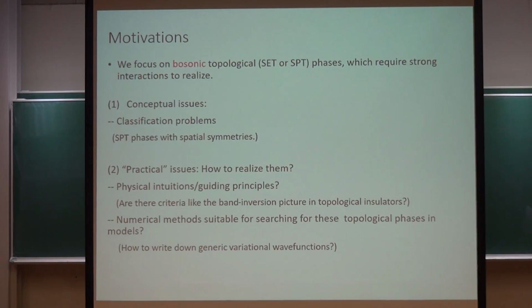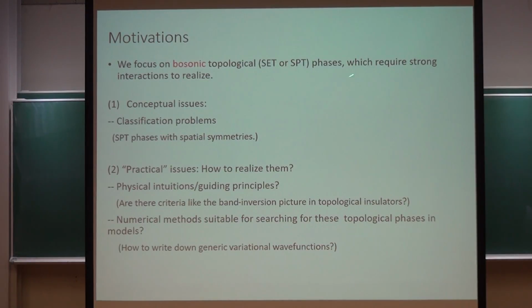I will focus on bosonic topological phases, which require strong interactions to realize. In the past, fermionic topological phases, in particular the topological insulator, have been realized in experiments. But the bosonic system is particularly, at least intellectually, interesting because it always requires strong interactions to realize. For bosons, if you don't have interaction, they just condense.